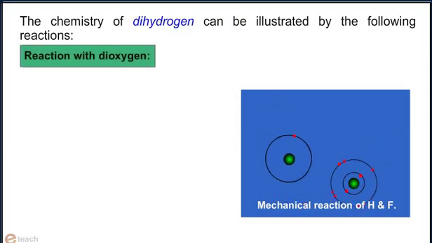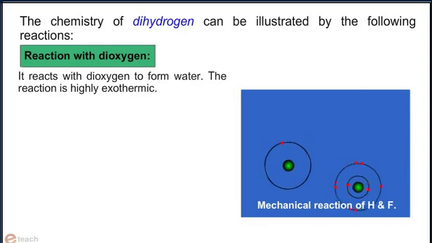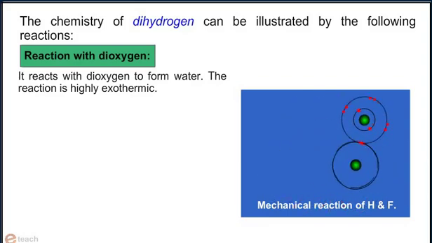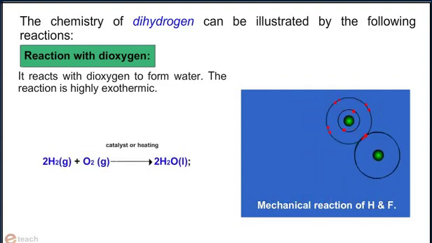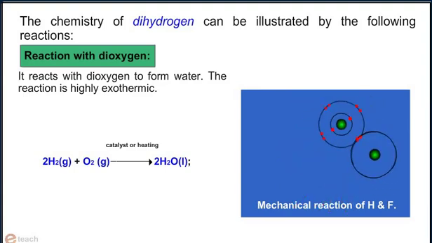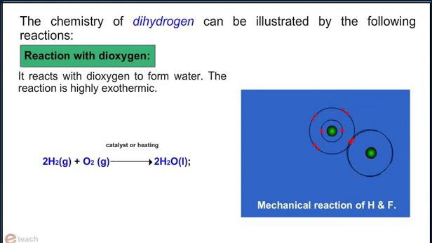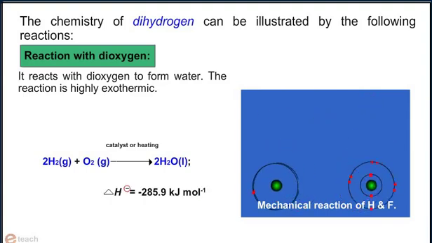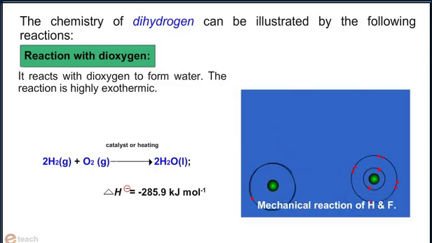Reaction with dioxygen. It reacts with dioxygen to form water. The reaction is highly exothermic. It is 2H2 + O2, in the presence of a catalyst or external heat, gives 2H2O in the liquid form. Delta H for this reaction is minus 285.9 kilojoule per mole.